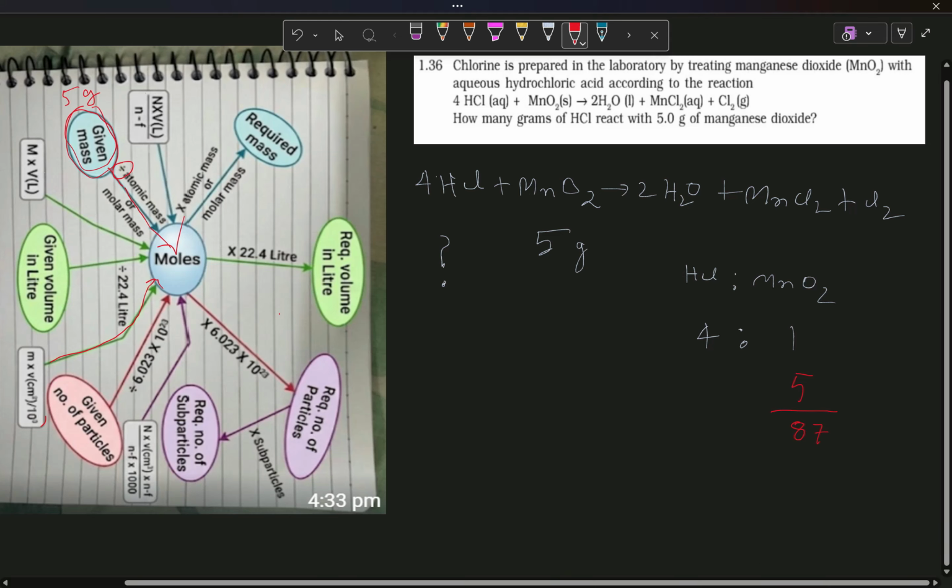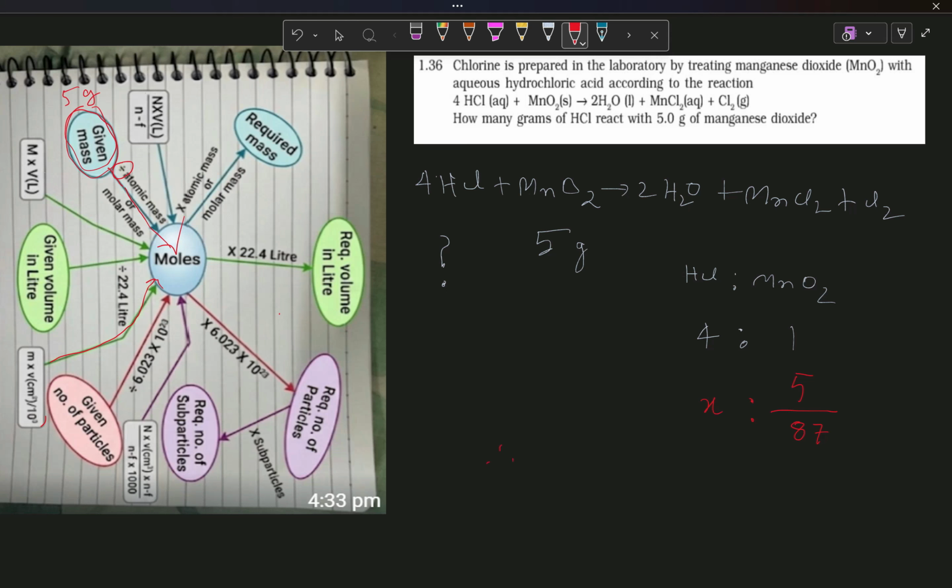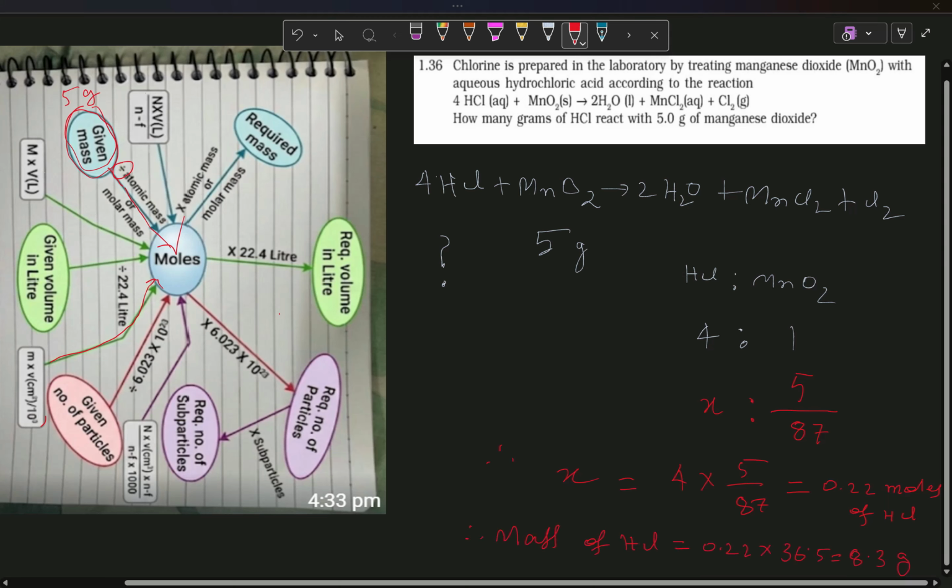And it's equal to x. So therefore, x is equal to, so we get 0.22 moles of HCl. And if you want to calculate in terms of mass, then you need to multiply this 0.22 by the molar mass. Let me do it. So this is the answer. So now we can take another example.